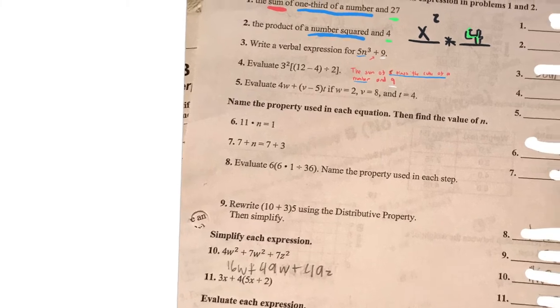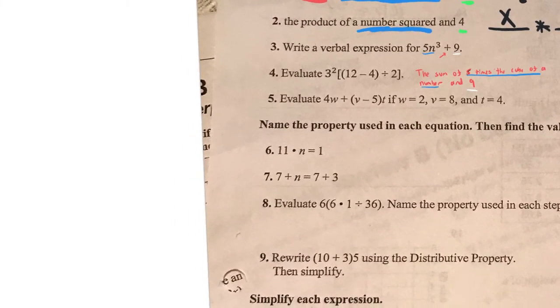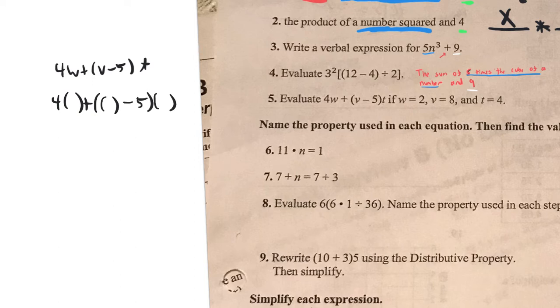Well, at least we're evaluating for problem number 5. We're going to be evaluating 4w plus v minus 5t if w is 2, v is 8, and t is equal to 4. So I'm going to strongly recommend just drawing some empty parentheses for w. Empty parentheses there is fine. And then empty parentheses here. So for w, we clearly have 2. For v, we have 8. And for t, we have 4.